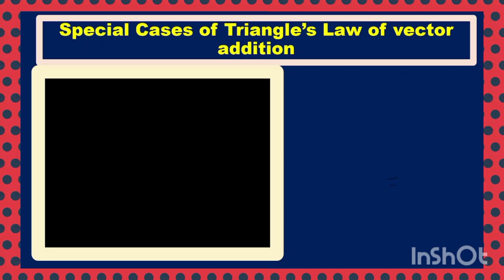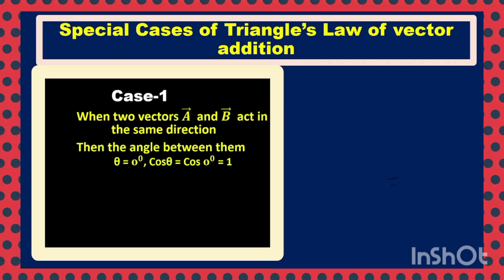There are three special cases because vectors have direction. Because of the direction, we have to find out the nature of the magnitude and direction of the resultant vector. When the two vectors A and B act in the same direction, theta is equal to 0 degree and cos 0 degree is equal to 1. So we can get R is equal to square root of A square plus B square plus 2AB cos theta.